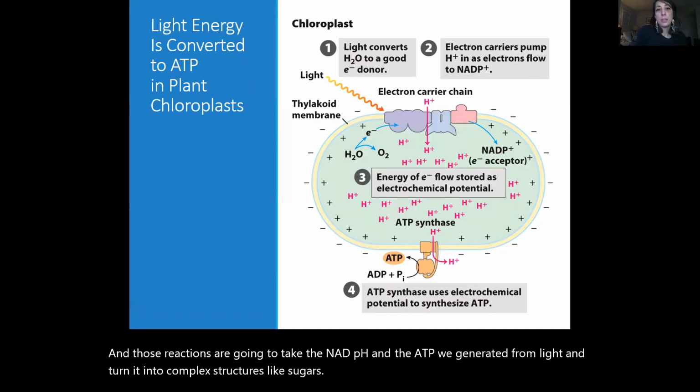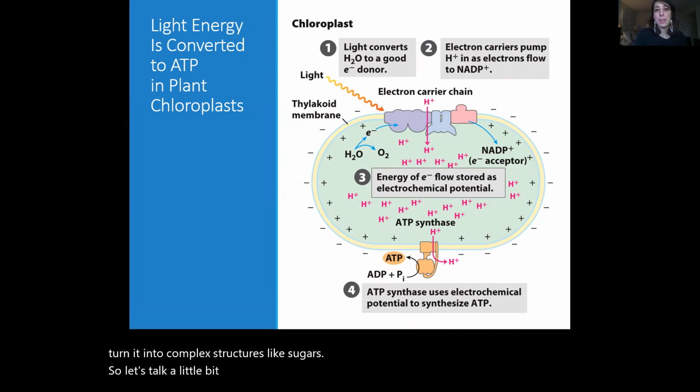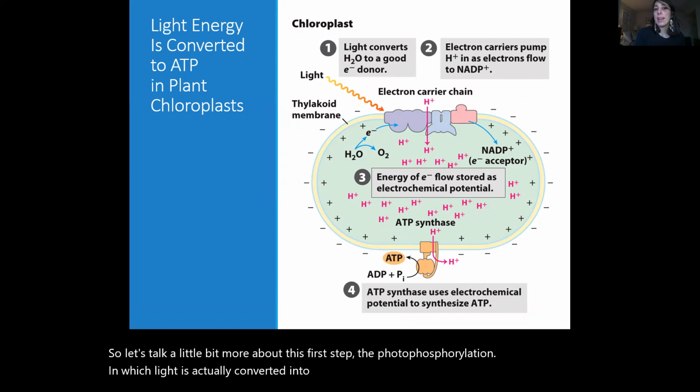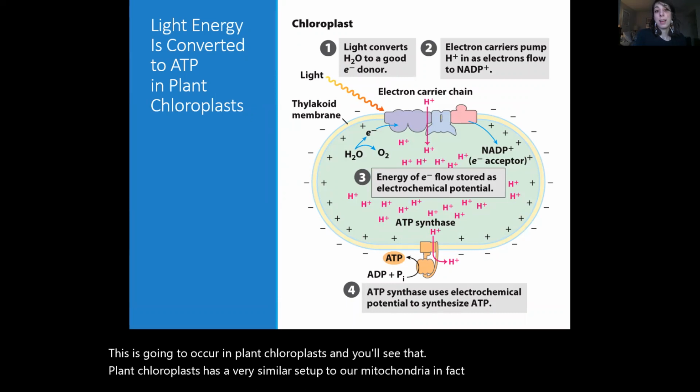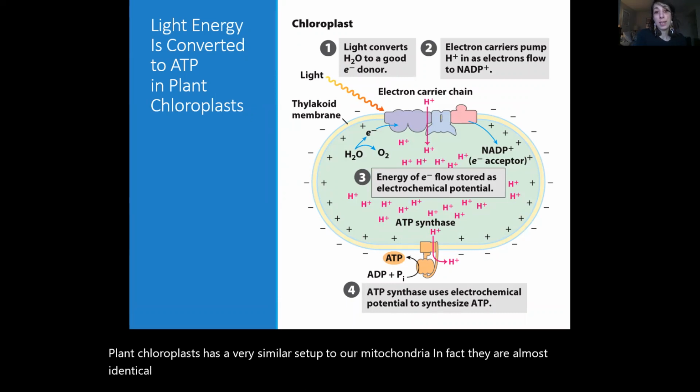So let's talk a little bit more about this first step, the photophosphorylation, in which light is actually converted into ATP and NADPH in plants. This is going to occur in plant chloroplasts, and you'll see that plant chloroplasts have a very similar setup to our mitochondria. In fact, they are almost identical in many of the ways that they act.